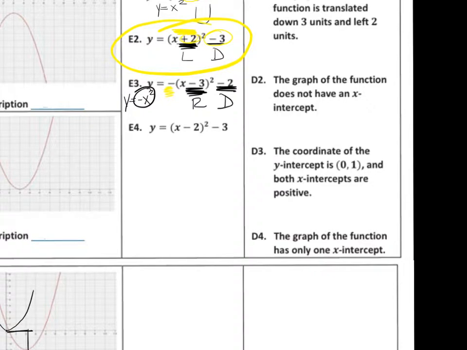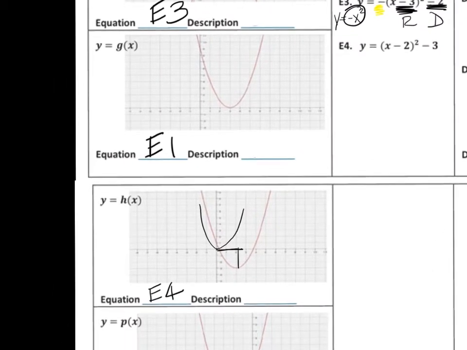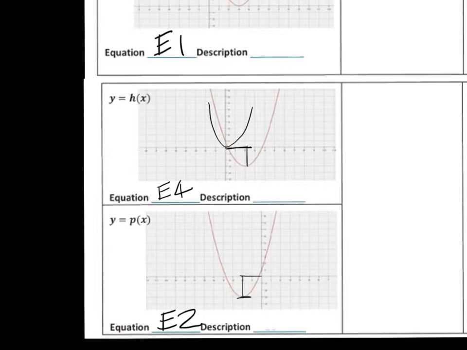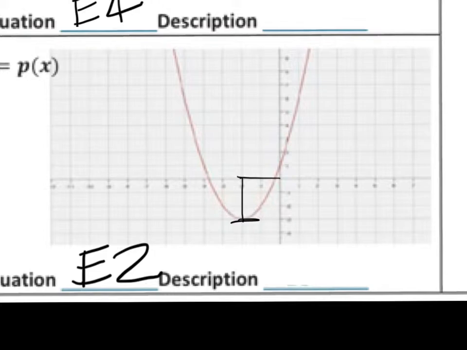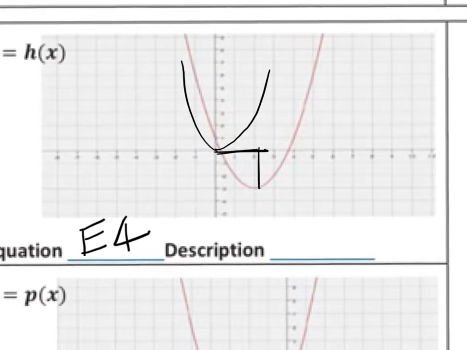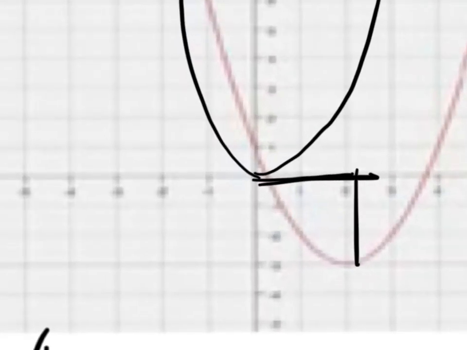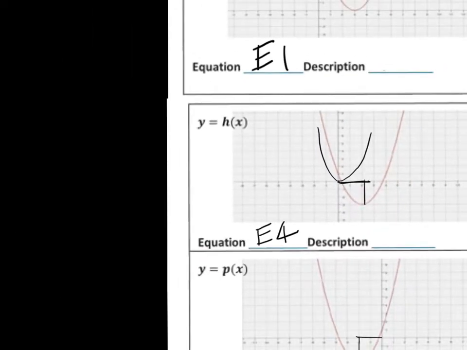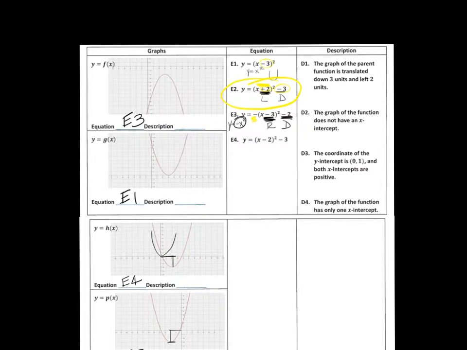And the coordinate of the y-intercept is 0, 1, and both x-intercepts are positive. Crosses at 0, 1, and both x-intercepts are positive. Is it this one? Are both x-intercepts positive on this one? No. Are they both positive on this? Does it cross at 0, 1? Yeah, so that's going to be it. And of course, by process of elimination, that would be the remaining one. The last one would be D4.